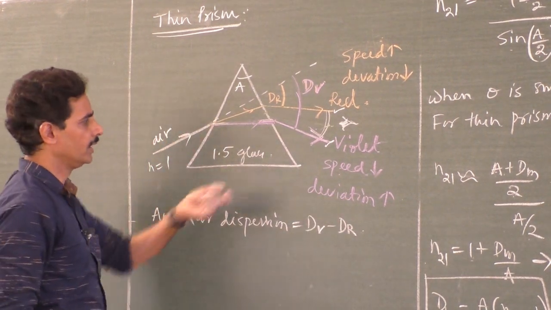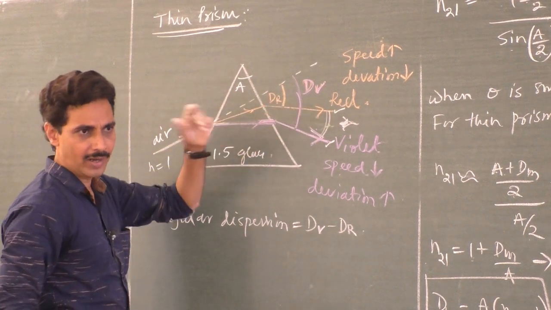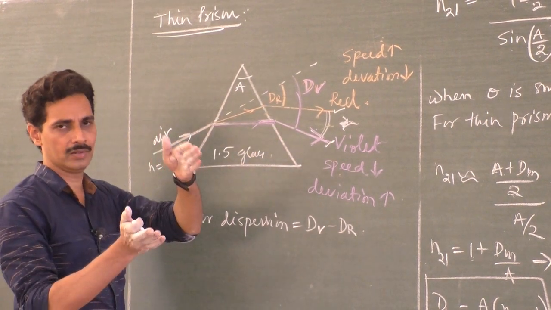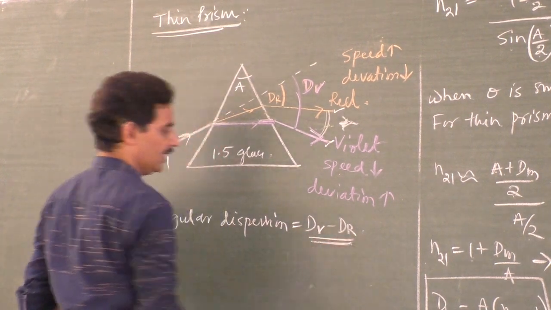You can define it for yellow and blue. At what angle you can see yellow and blue, at what angle you can see blue and green and all. So angular dispersion between any two colors is the difference in the deviation. Sir, why is it so?